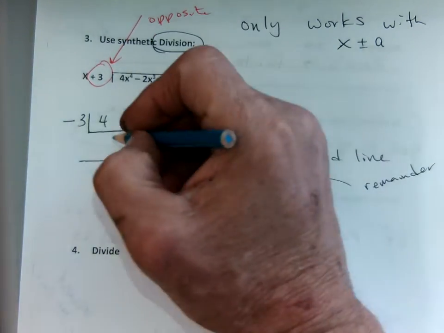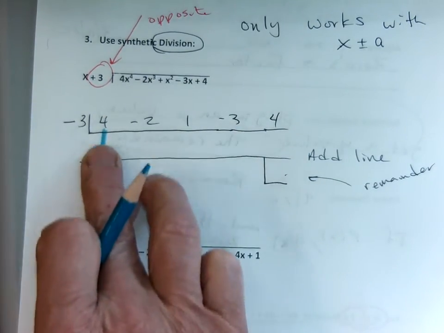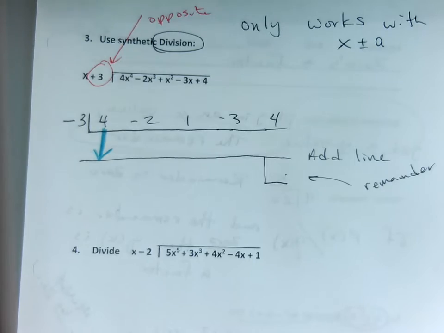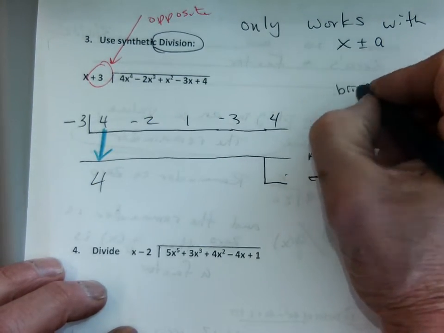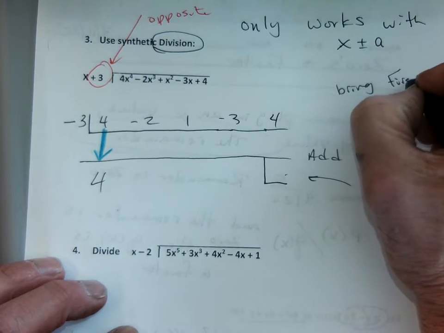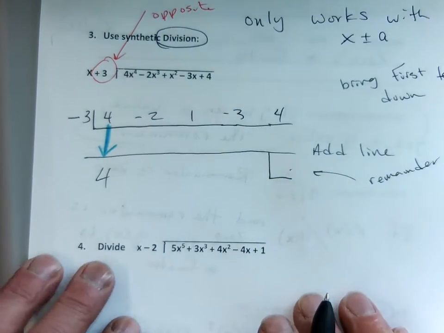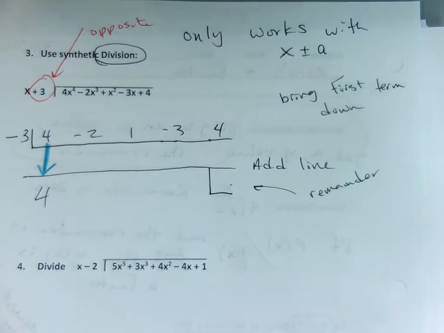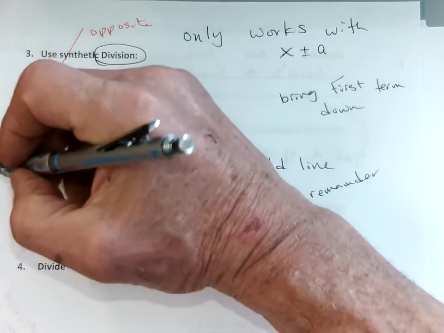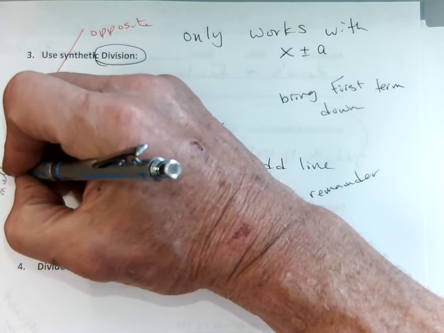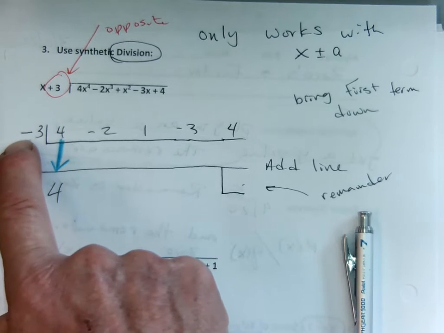Step 1. Bring down the first term. And I like to put an arrow in there so nothing goes in there. I like an arrow because I don't want anything to go in that spot. Bring the first term down. Okay? Then we're going to multiply. 4 times -3 is a -12.